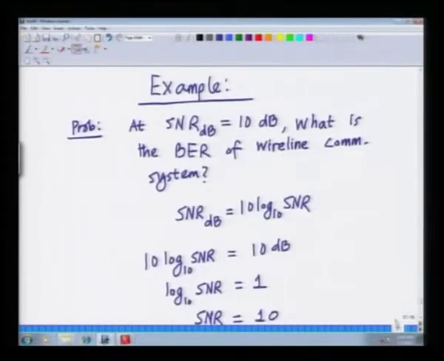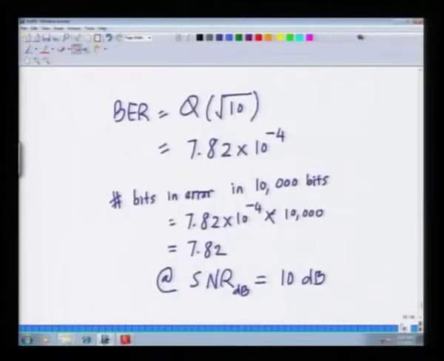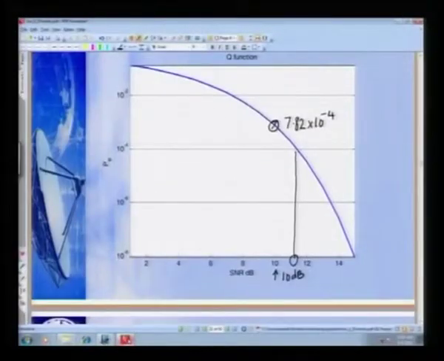We also did an example in which we computed the probability of bit error of a wired communication system at 10 dB. We said 10 dB SNR is equal to an SNR of 10, and hence the bit error rate is Q of square root of 10. There is no closed form expression for this, but it can be evaluated using tables, and the value is 7.82 into 10 power minus 4. We also looked at a plot of the bit error rate versus SNR, and at 10 dB the bit error rate is 7.82 into 10 power minus 4.